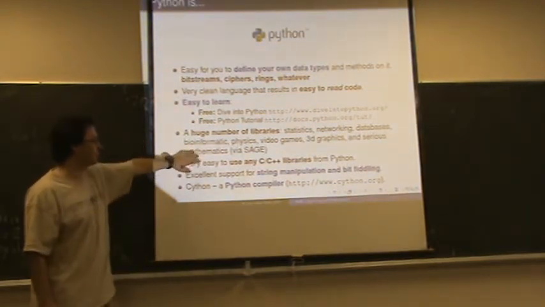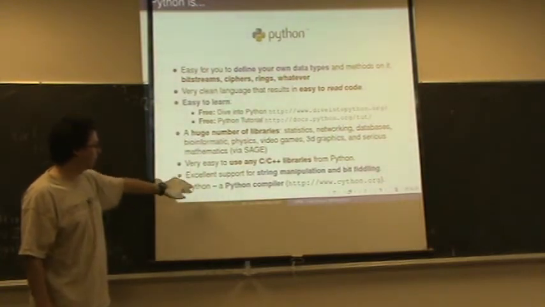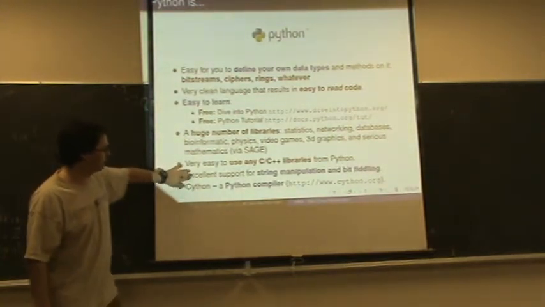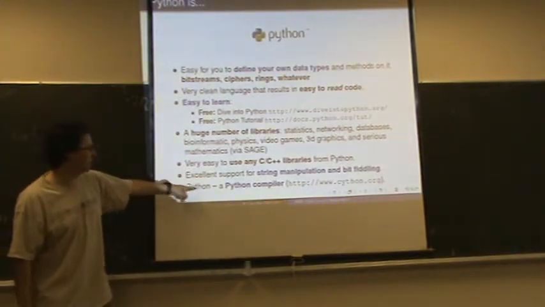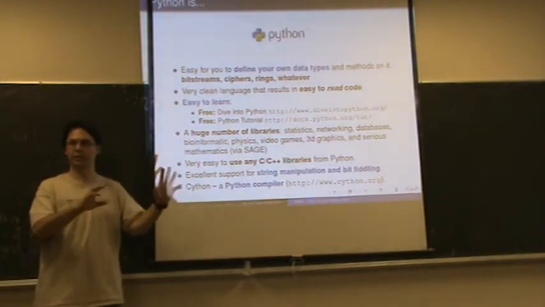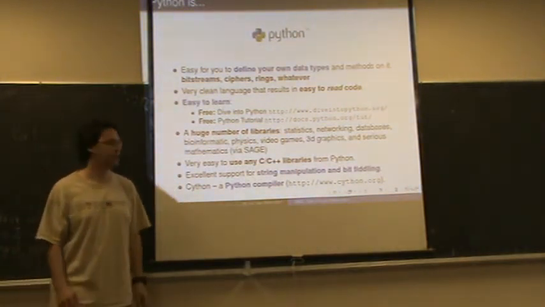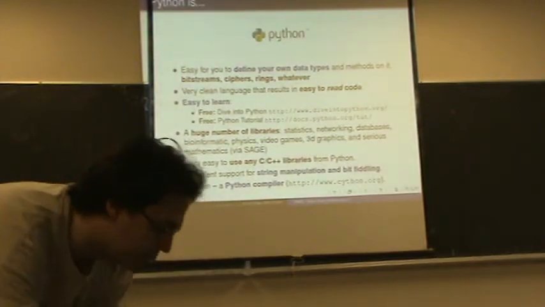You can use C and C++ libraries and also Fortran libraries from Python. And one of the things that's nice about Python is it has very good string manipulation and bit fiddling functionality. There's also a Python compiler that can take most Python code and turn it into C code, which you then compile with the C compiler. And the website for that is cython.org.